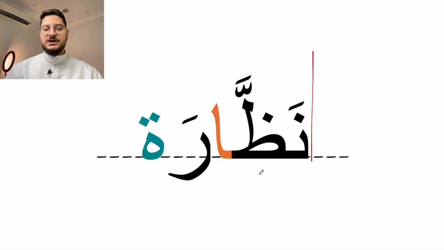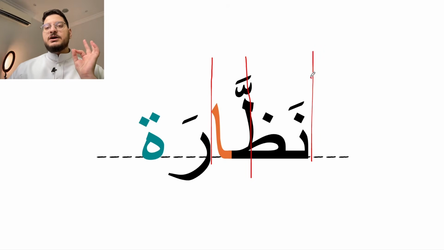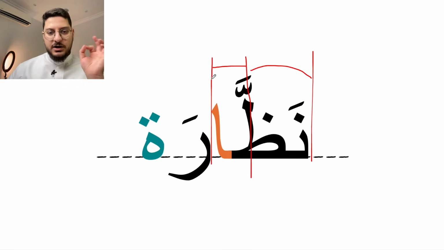Next one. Again, I see 3 vowels, so 3 syllables. The first one starts here. The second one, right in the middle of the shadda, which means I need to pronounce the dha twice. And then I have one here before the ra. Yalla. The first syllable is, be careful, nadh. So I start with na and then also pronounce the dha with no vowels. Nadh. And then dha, ra.